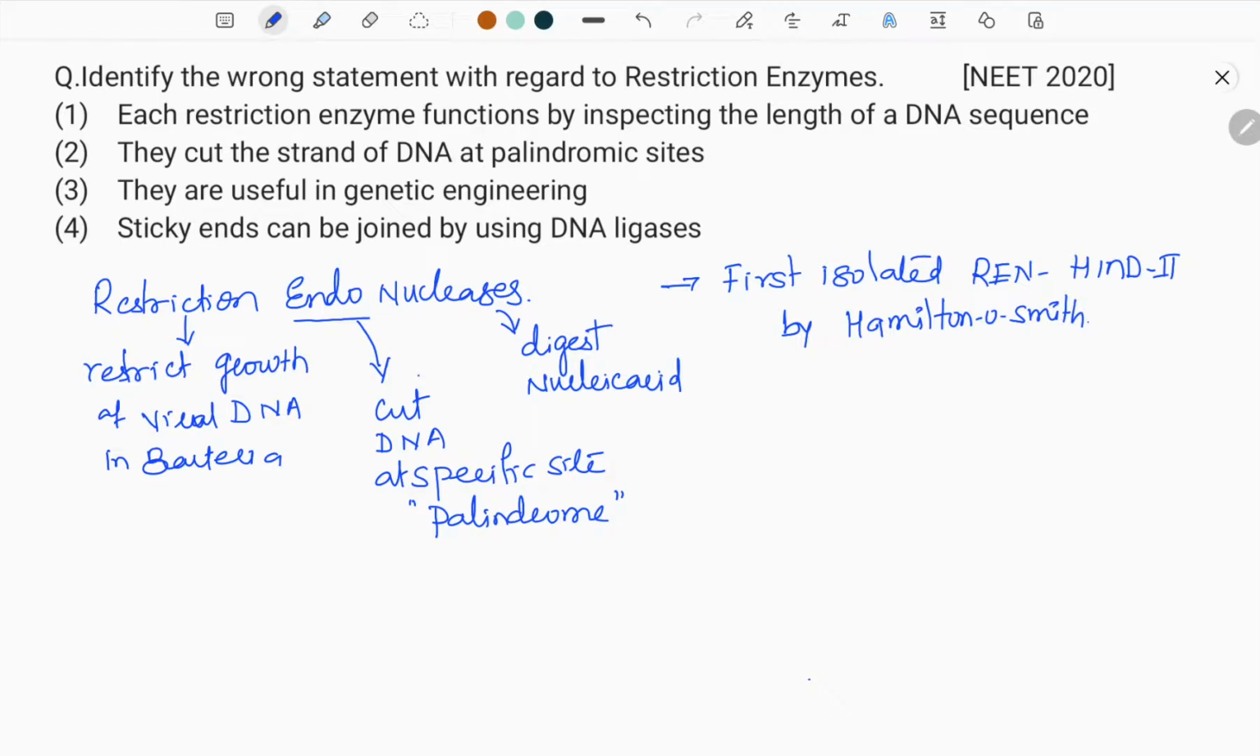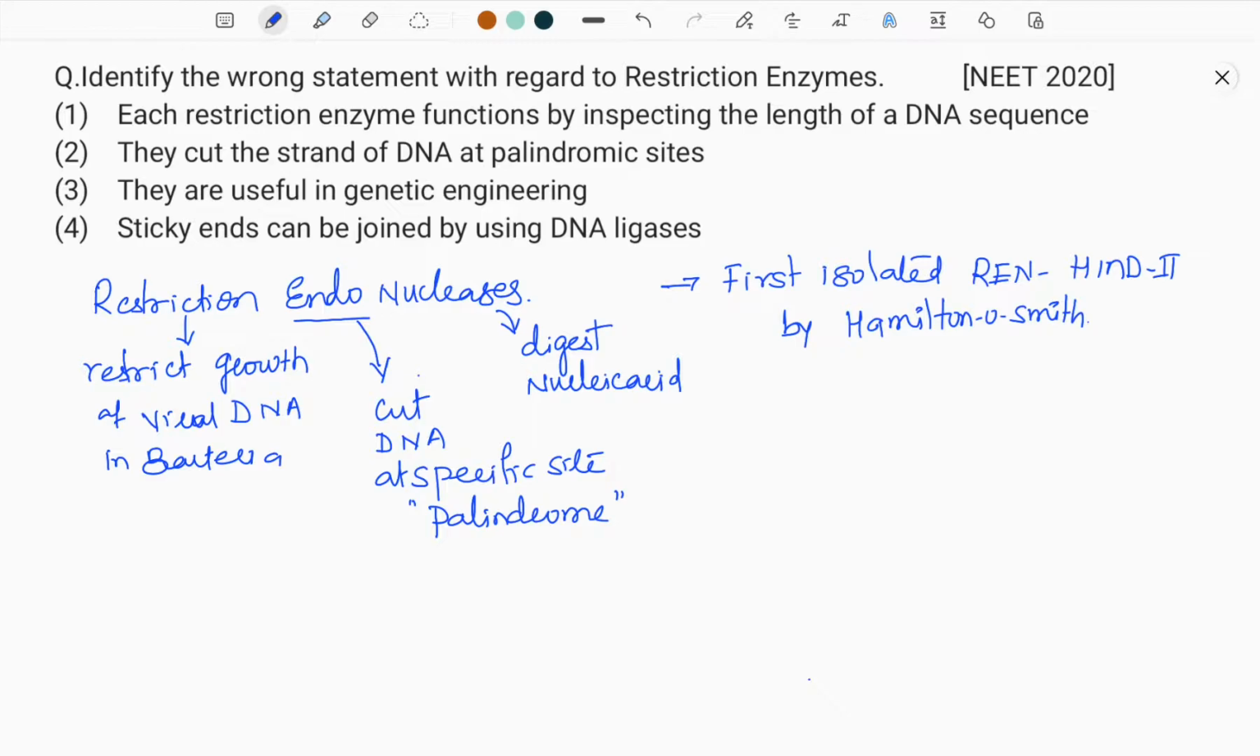So what do restriction endonucleases do generally? I have explained: restriction means they restrict the growth of virus. When a bacterium is attacked by a virus, the virus injects its DNA inside the bacterium. Then the bacterium will synthesize these enzymes, restriction endonucleases, against the viral DNA to digest it. So they are named restriction endonucleases.